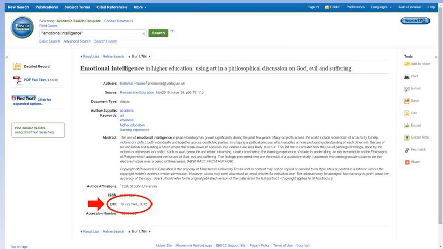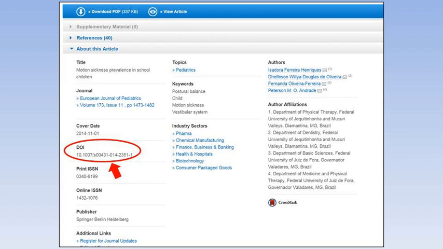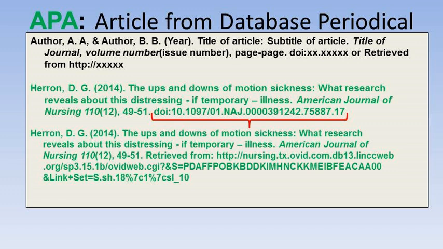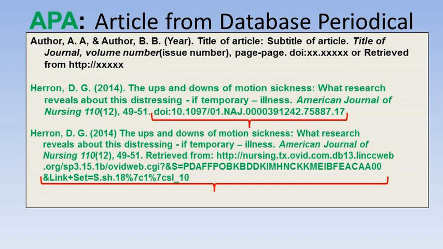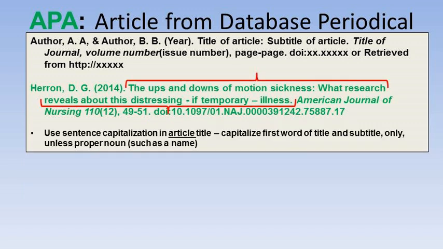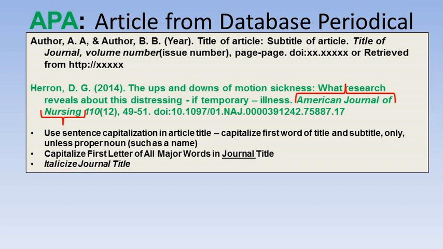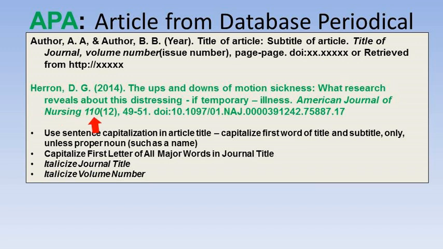There may be a lot of other numbers given on this page. Include only the DOI. If your resource does have a DOI, APA format prefers you use it instead of the URL. Use sentence capitalization in the article title. Capitalize the first letter of all major words in the journal title and italicize the journal title. The volume number is also italicized.